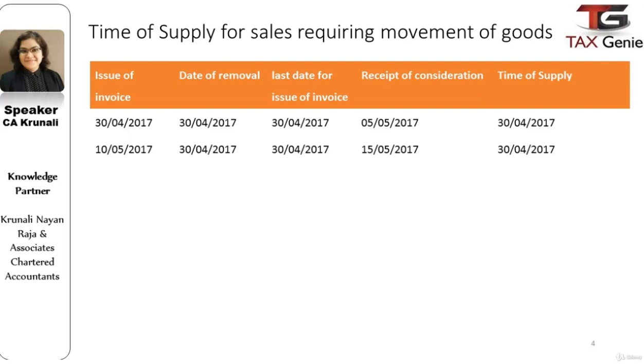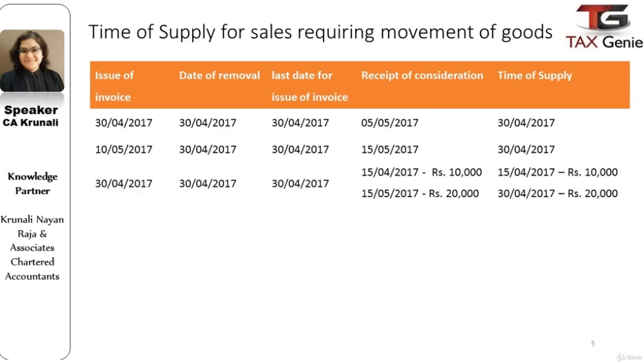Let us discuss another case where the invoice was issued on 30th of April 2017. Date of removal and the last date of issue of invoice is also 30th of April 2017. However, the consideration for such goods was received in parts. The first payment was received on 15th of April 2017 and the final payment was received on 15th of May 2017. So in this case, the time of supply would be 15th of April 2017, that is the date of payment, where the payment was received on 15th of April 2017.